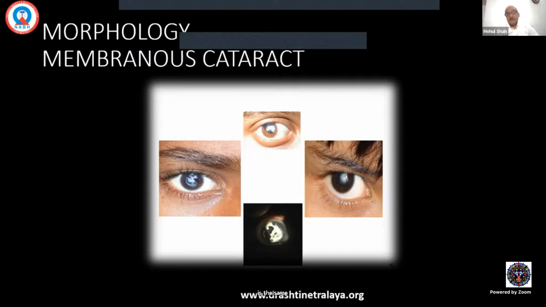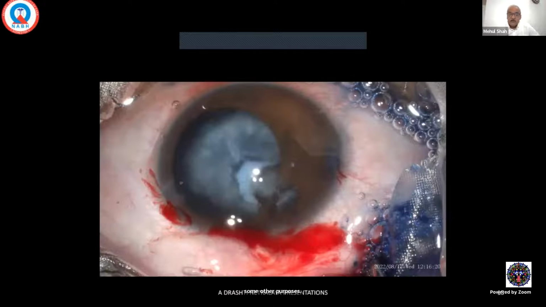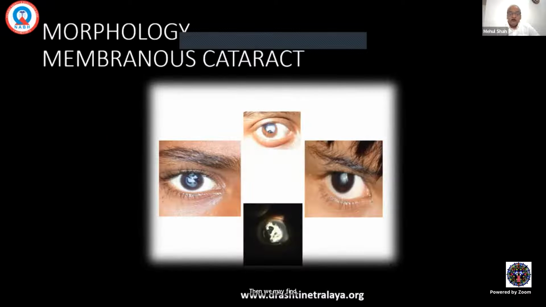Important is when the patient presents very late. It is very possible that the patient considers that since it is an injury, the eye is lost, and may not go to any hospital. This particularly occurs in rural areas. When the patient comes to the hospital for some other purpose, we may find this morphology, because of absorption of the lens material and fusion of the anterior and posterior capsule.